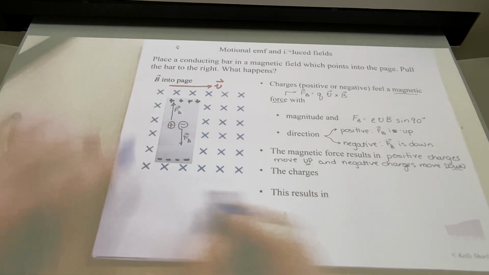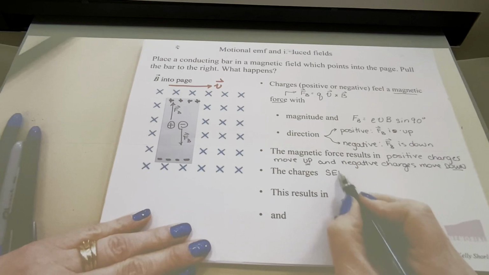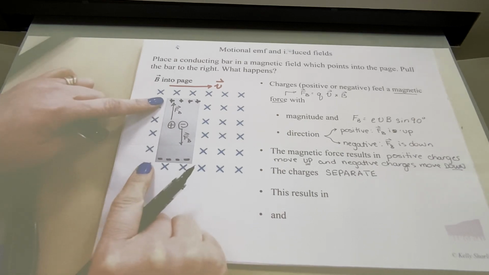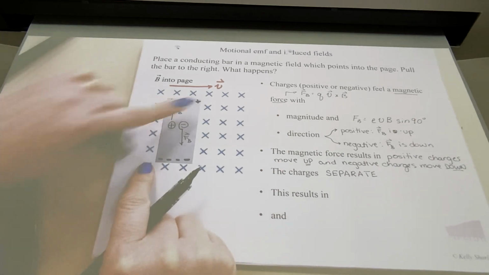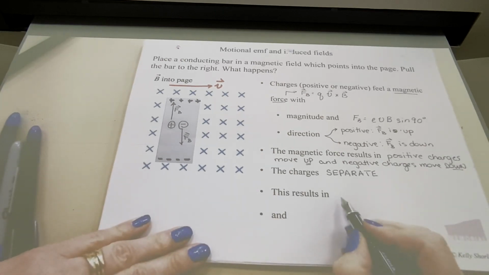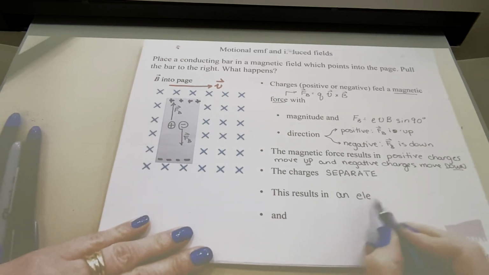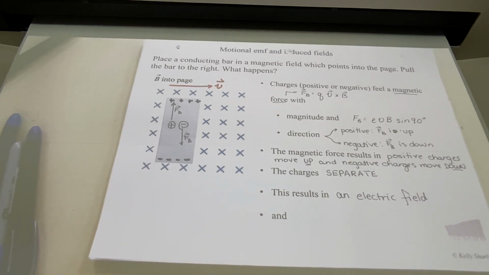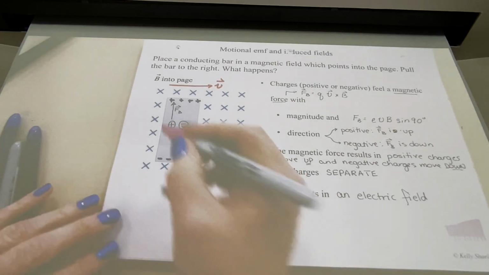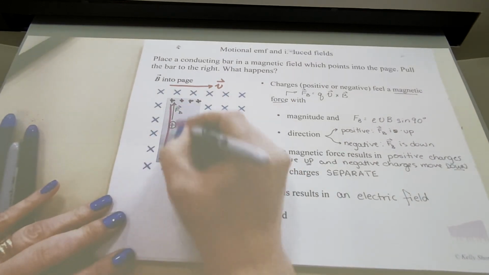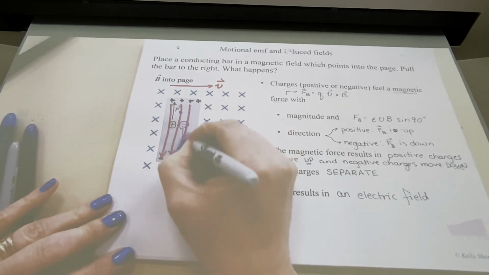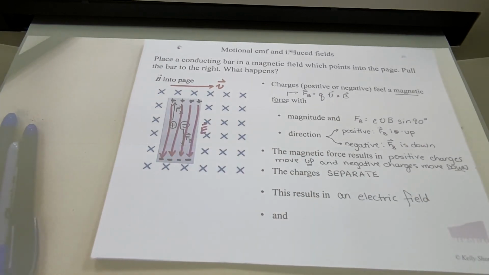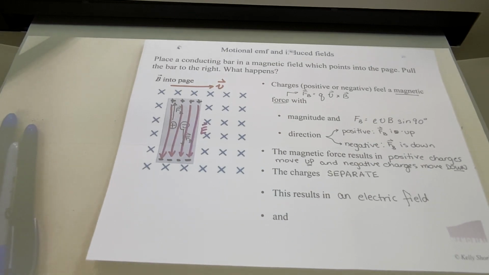We've got the positives up here and the negatives down here. The charges have separated. If we think about what this looks like, that kind of looks like a capacitor, right? We've got one area of positive charge, one area of negative charge. This results in an electric field. So the electric field will point from the positive charge to the negative charge. We can draw our field in this picture if we wish. Picture is going to get a little bit messy, but that's okay. So there's our induced electric field, and this was induced because we've moved that bar in the magnetic field.